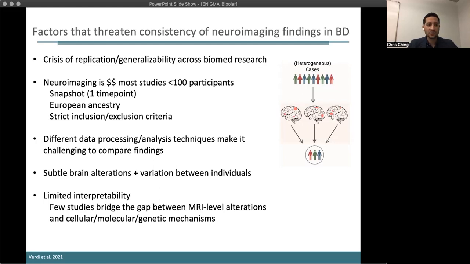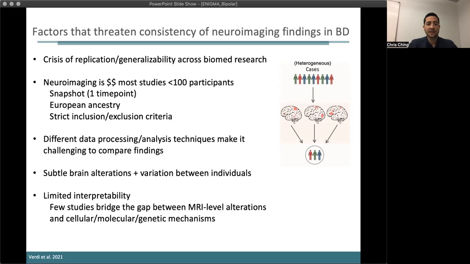They often collect just one time point, or a snapshot in time, so they don't follow individuals for months or years. Most studies have been conducted in largely European ancestry samples. And often studies include strict inclusion and exclusion criteria. That's important for study design, but it can also make it challenging to replicate study findings in independent cohorts.